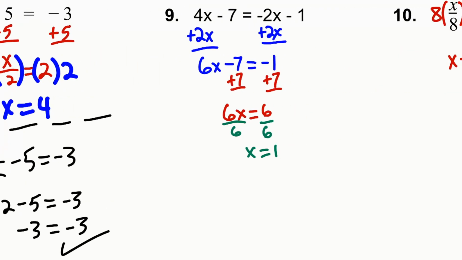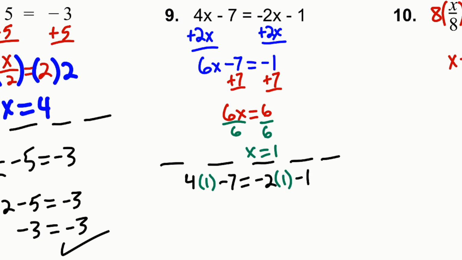With this one, we have 4 times 1 minus 7, so I'm just plugging the 1 in for x in my original equation, is equal to negative 2 times 1 minus 1. This is 4 minus 7, negative 3. This is negative 2 minus 1 is negative 3. That checks.